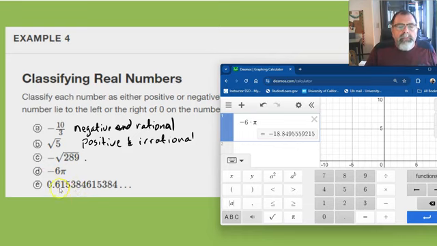And then the last one, do we have any pattern in here? No, there's no repeating digits, so it goes on forever. So that one will be irrational, and it's positive, and it'll be to the right.